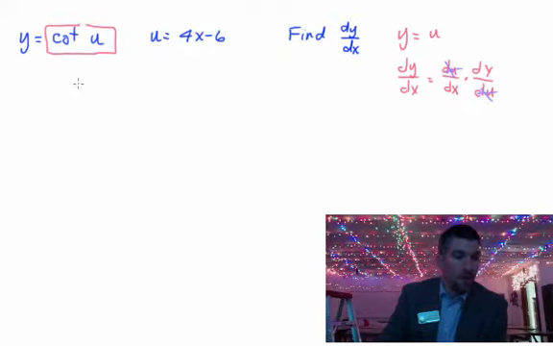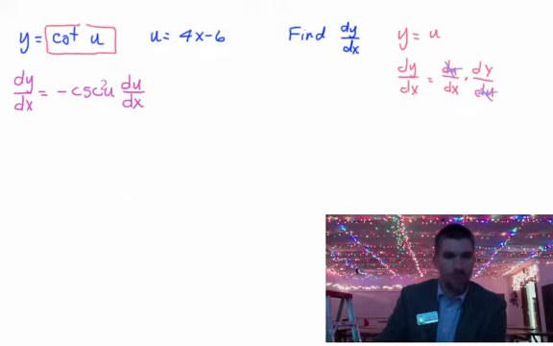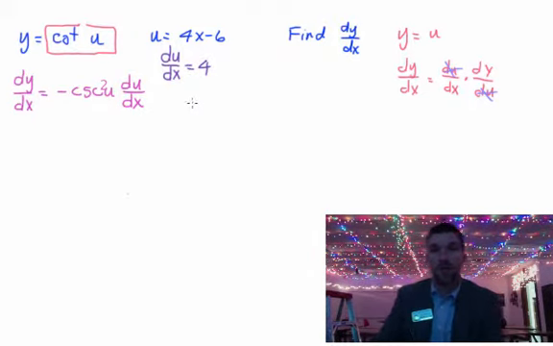So the derivative of the cotangent is negative cosecant squared of u, and then times du/dx. Now, I don't know what du/dx is. What could that thing be? Well, right over here, I've got u equals 4x minus 6. So du/dx, the derivative of this part then, is just 4.